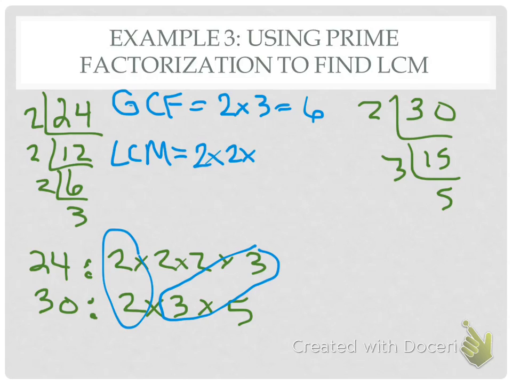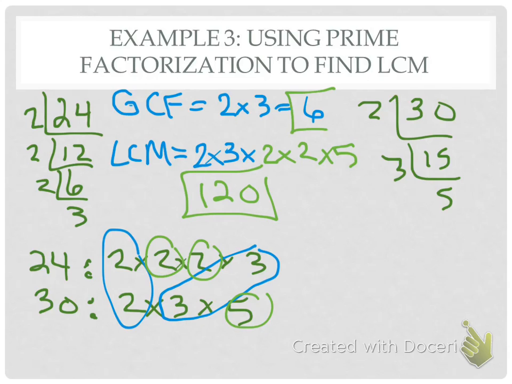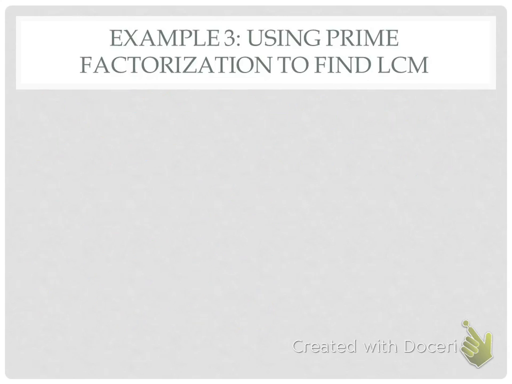You bring them in. So now we have a 2, and a 5. Oh, I'm sorry, that should have been a 3. Two times 3 times 2 times 2 times 5, and your LCM is what? 120. Good job, guys.